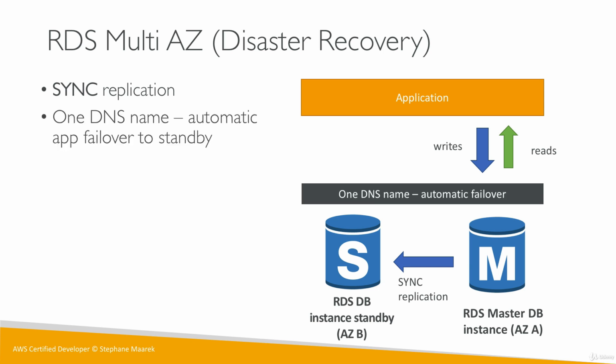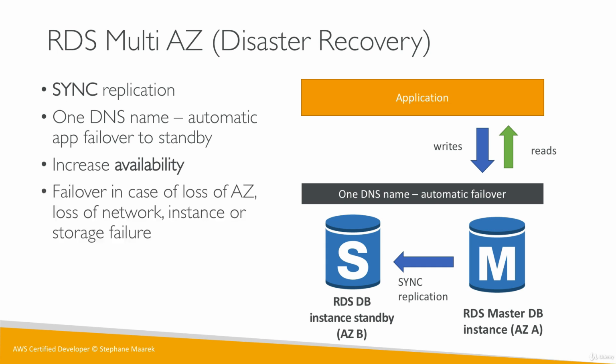And so basically the idea is that only one DNS name will be exposed to your application, and that DNS name will have an automatic failover from the master to the standby in case there are any issues. And why would you do this? Well, it's to increase availability. So if a whole instance goes down, or there is a loss of an AZ, or network or instance or storage has a failure, our application can fail over from the master to the standby, and the standby will be promoted to master, okay? And for this, there is no manual intervention that needs to happen in your applications. It will happen seamlessly. And so the only reason why you would use multi-AZ is for disaster recovery.